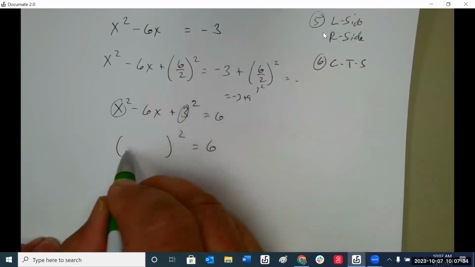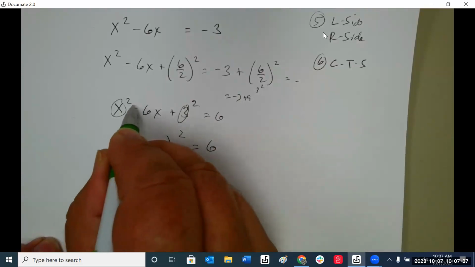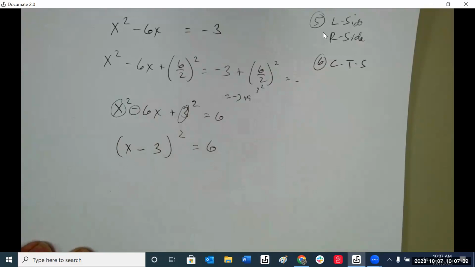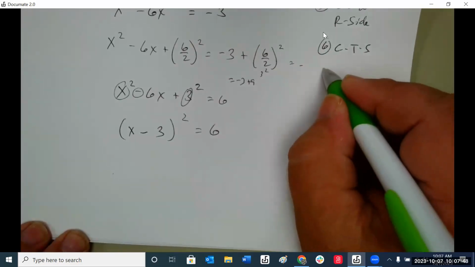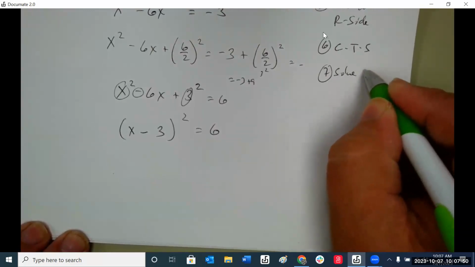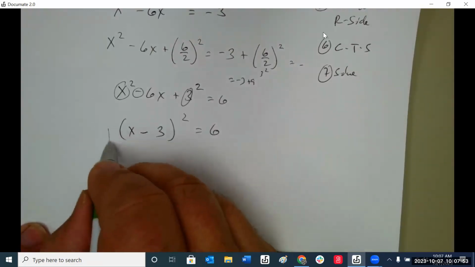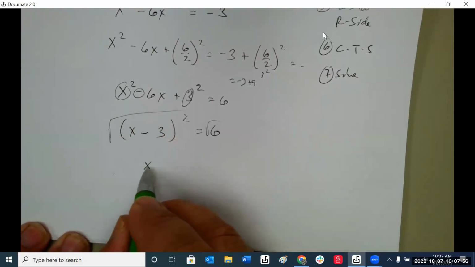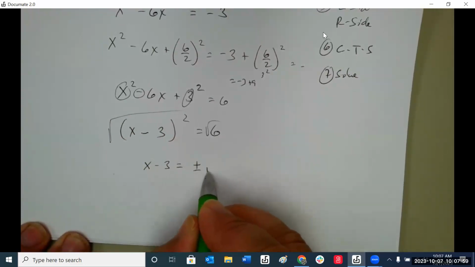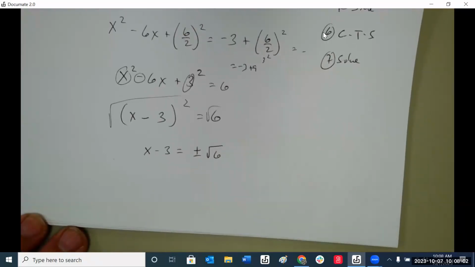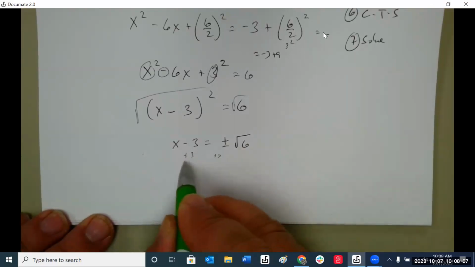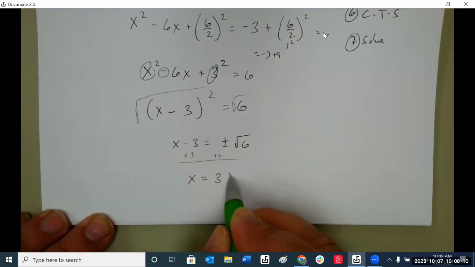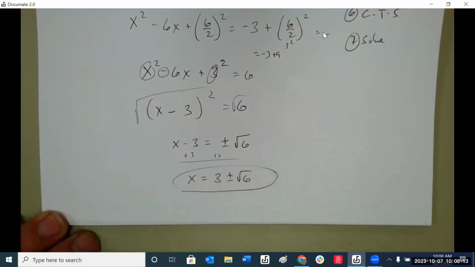So it's whatever's under the square and the first sign. Solve. Square root both sides. Remember, you have to put a plus or minus in front of the answer. And then add 3. So x equals 3 plus or minus radical 6. These are your x-intercepts.